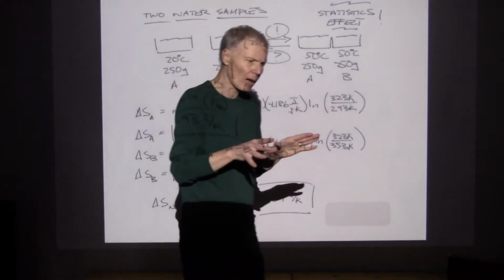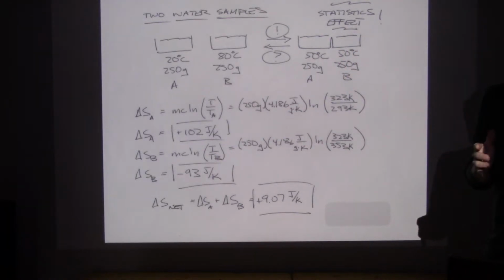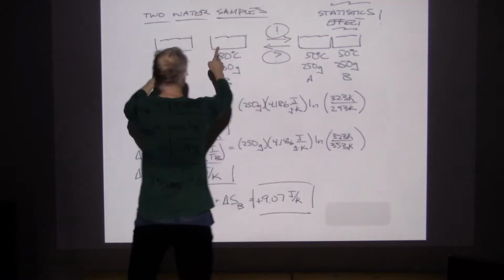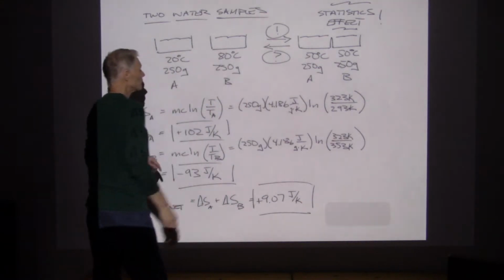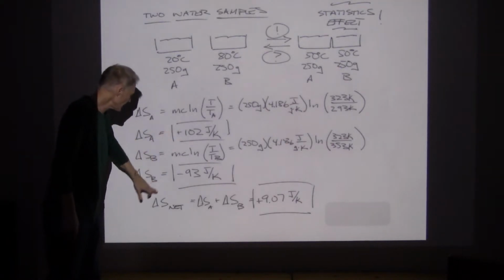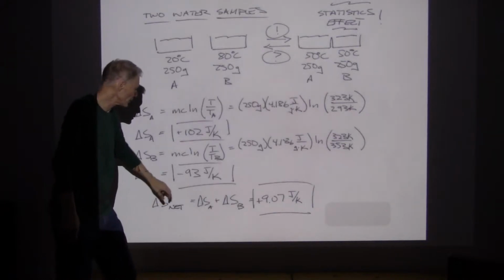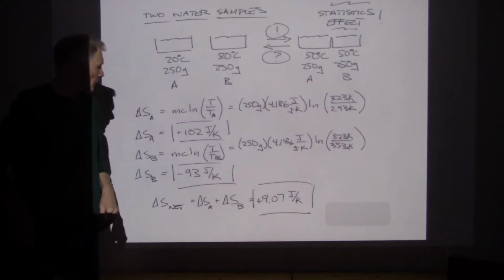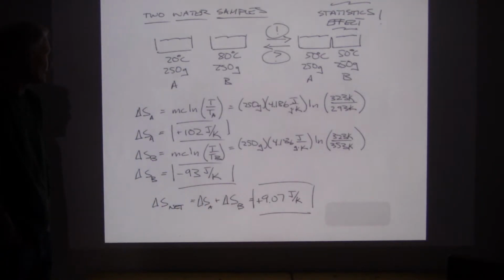And that's minus 93. So when I add these two together, now what we can do is treat these two samples combined as a closed system. It's a closed system because all of the energy transfers that took place were between these two samples. So if I look at the total entropy, delta S A plus delta S B, that ended up increasing the overall entropy by 9.07 joules per Kelvin. So that's kind of interesting.